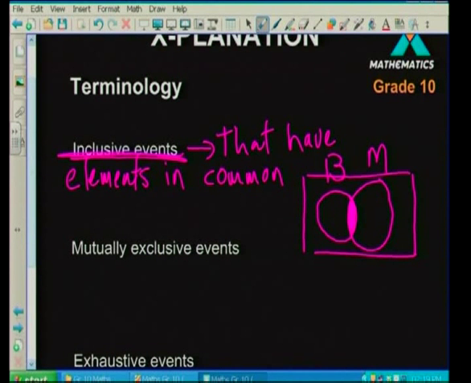So the two events have elements in common. You can do biology and maths also, and that is what we call an inclusive event, right? We'll talk a little bit more about the Venn diagrams later on, but just think about it. If you ask a whole lot of people one thing and you ask a whole lot of people another thing, and some of the people can answer yes to both of those questions, then they will be in the intersection of those two circles, and we will say that these are inclusive events.